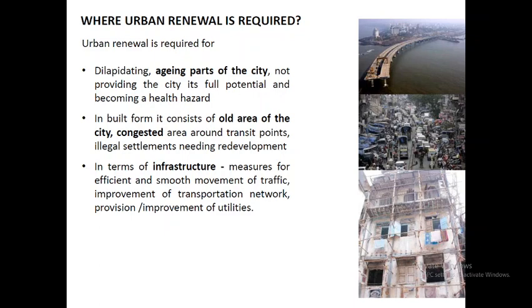So, where it is required is in dilapidating and aging parts of the city, which are not providing the city its full potential and are becoming a health hazard. Like many structures, older parts of the city are so dilapidated that they can be demolished at any point of time. And similarly, congestion. Because of that, many areas of Delhi are smoke-ridden and people cannot get a fresh atmosphere. In terms of infrastructure, the measures of efficient and smooth movement of traffic, improvement of the transportation network, and provision and improvement of utilities are essential. All these places where congestion is highest, with illegal development, unorganized settlements, aged city, and requirement of improved provision of utilities and amenities, in these places urban renewal is the call of the day.